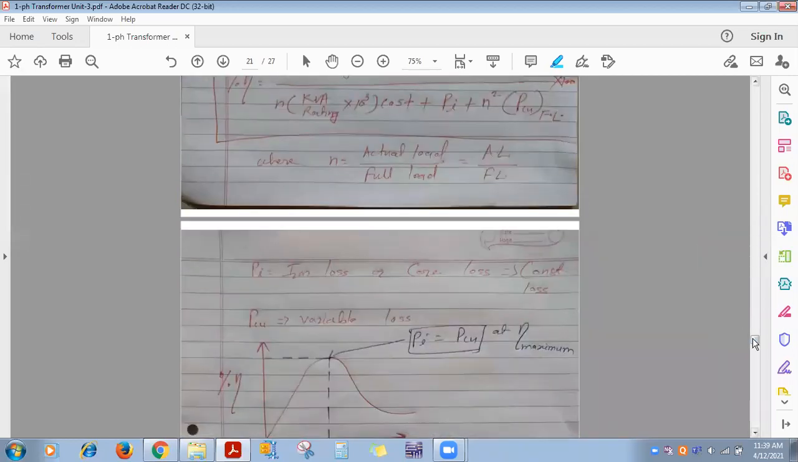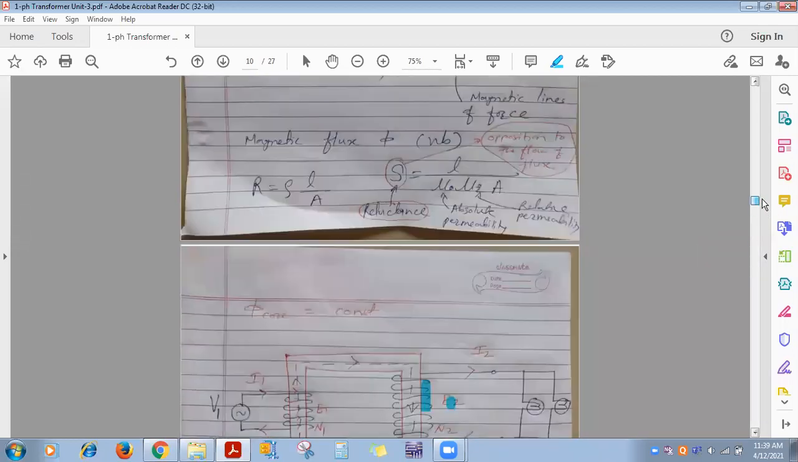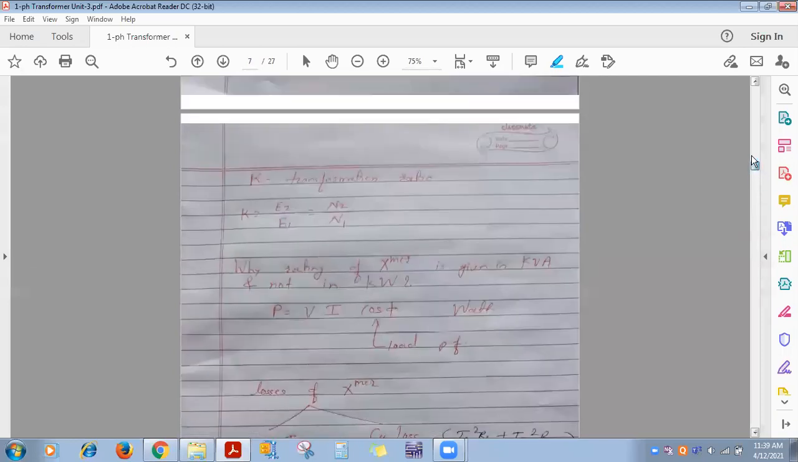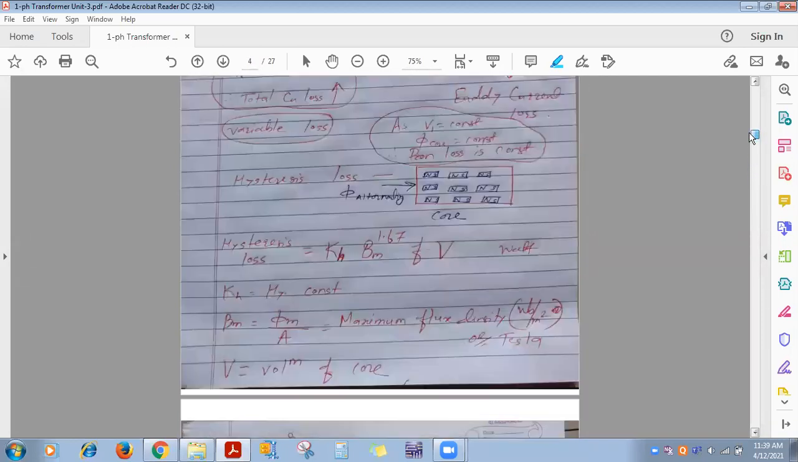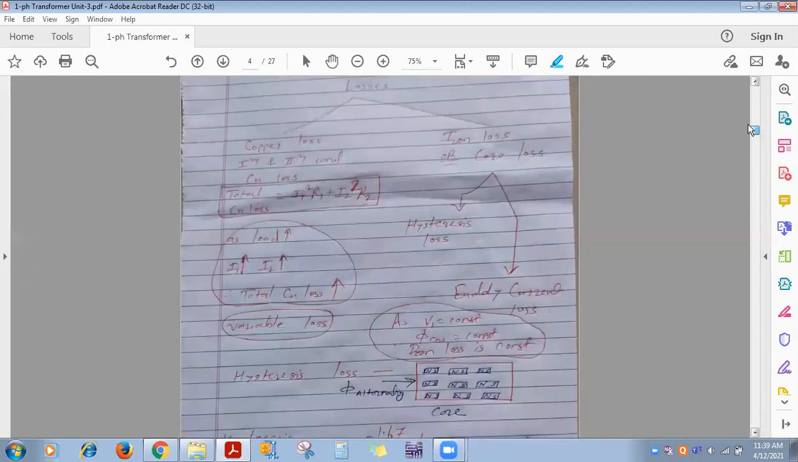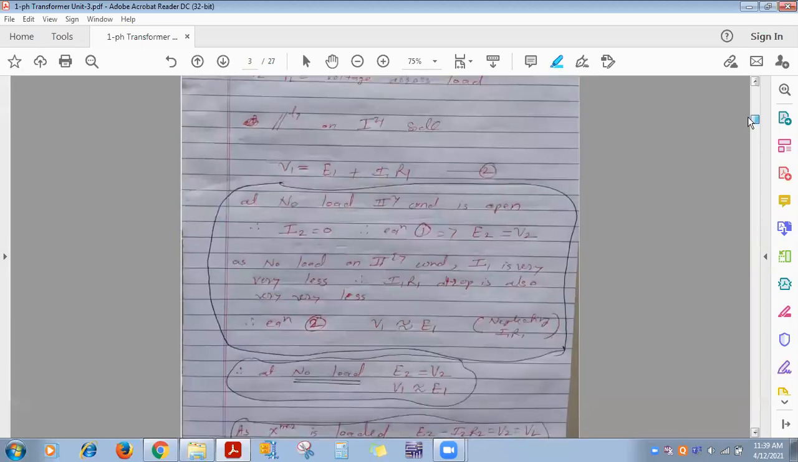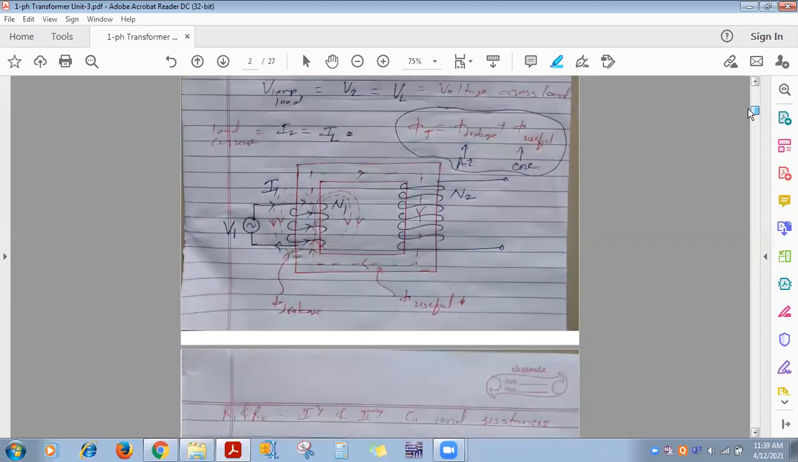Leakage flux. Okay, it's not here. We'll tell you about the leakage flux. Leakage flux: we have seen one more parameter along with V1, I1, R1 and E1 on primary, and on secondary V2, I2, R2. Along with this, you have to consider one more additional parameter. Which one is it? This is the leakage flux, which completes its path through air.